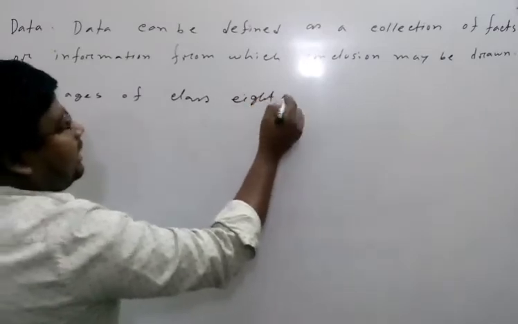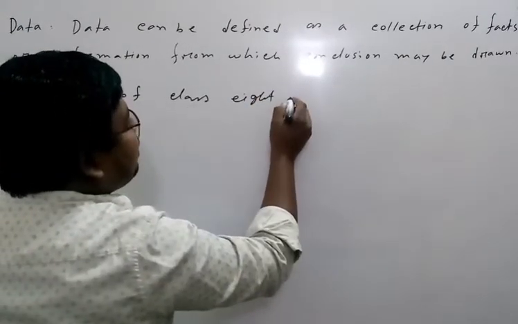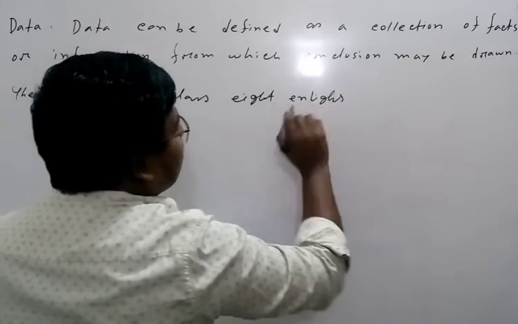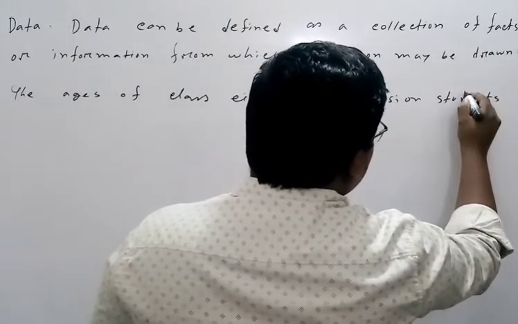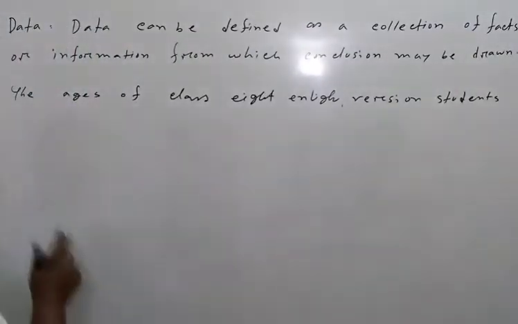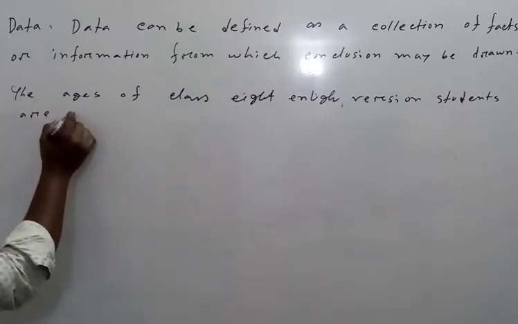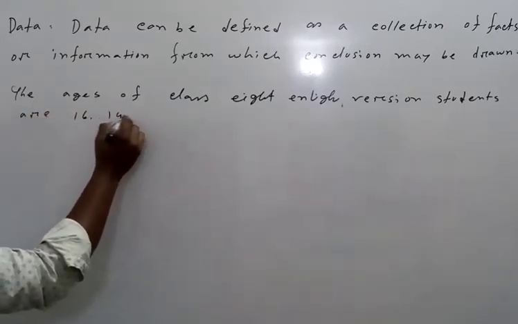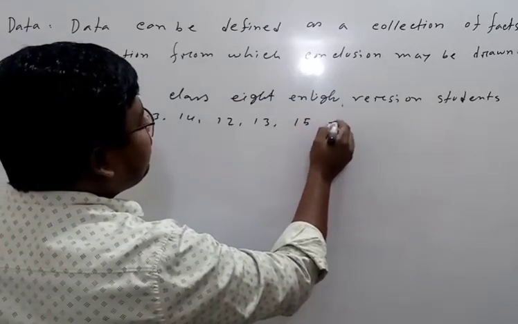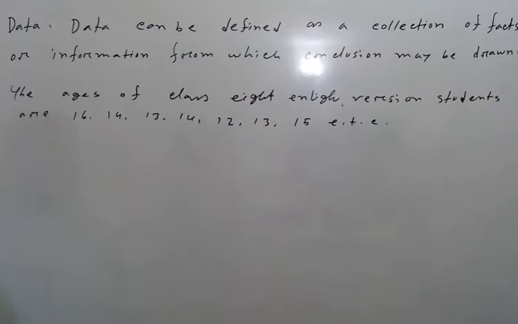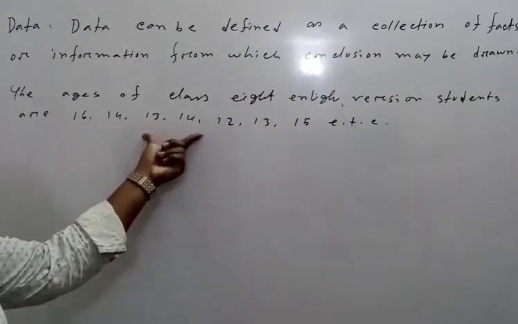Okay, my dear students. Suppose the ages of class 8 English version students are 16, 14, 13, 14, 12, 13, 15, 8, etc. Understand? These are the data.